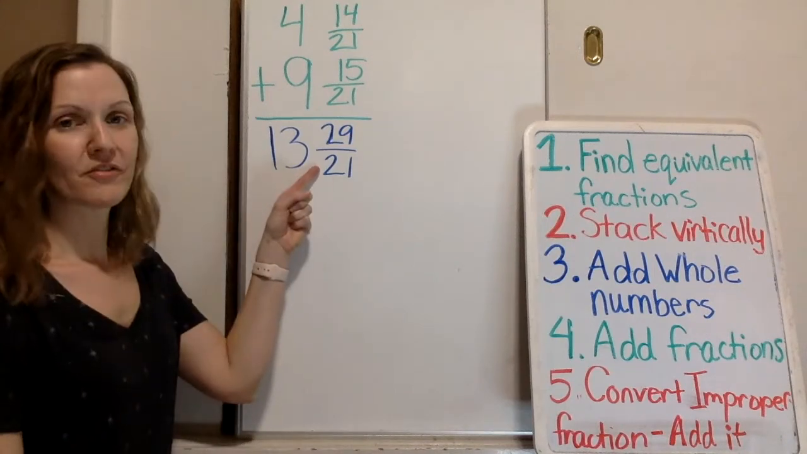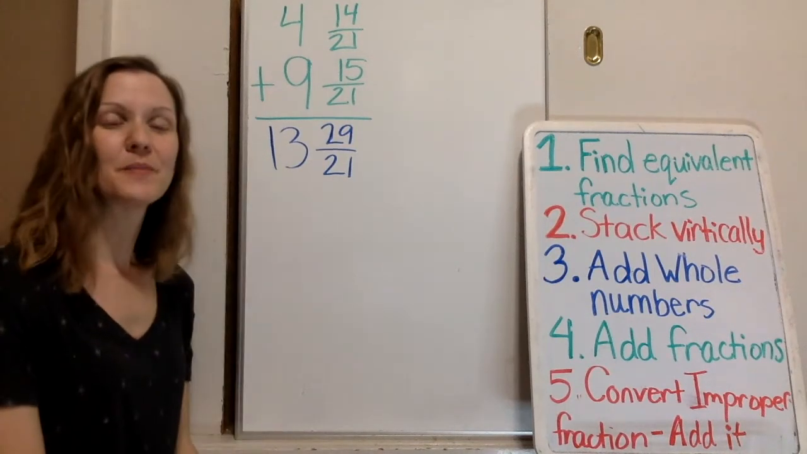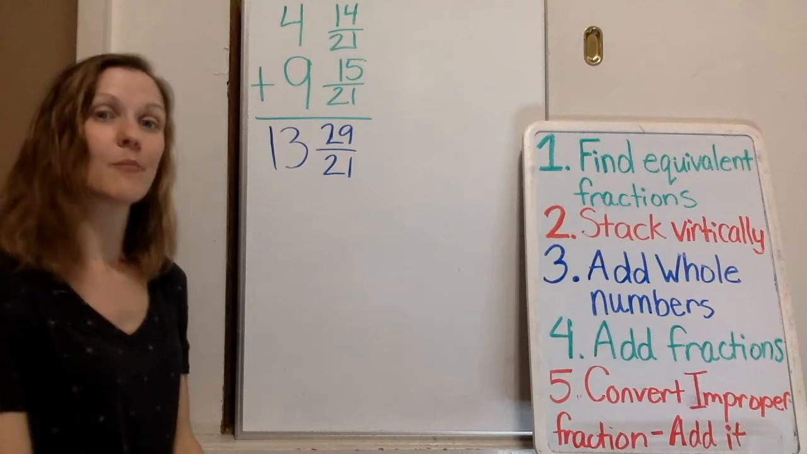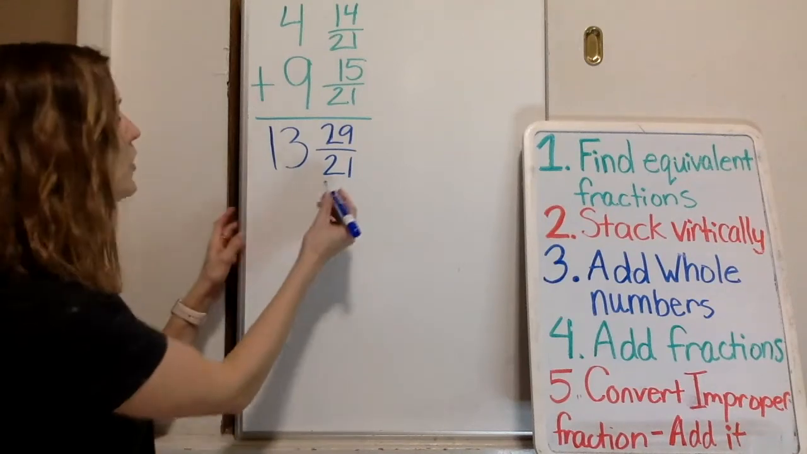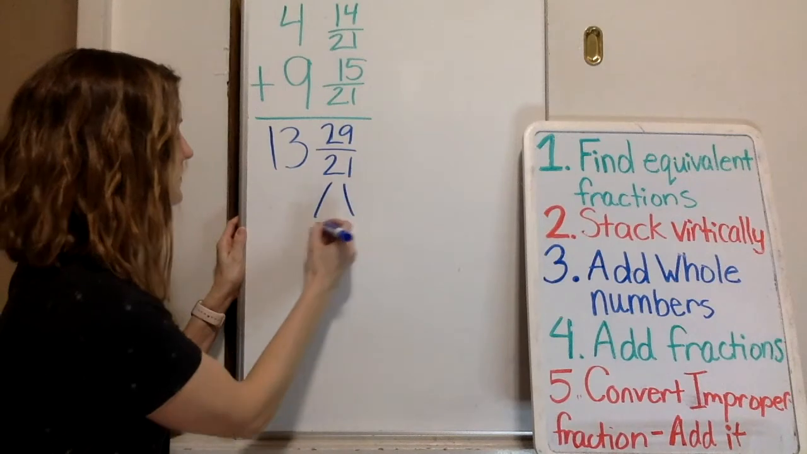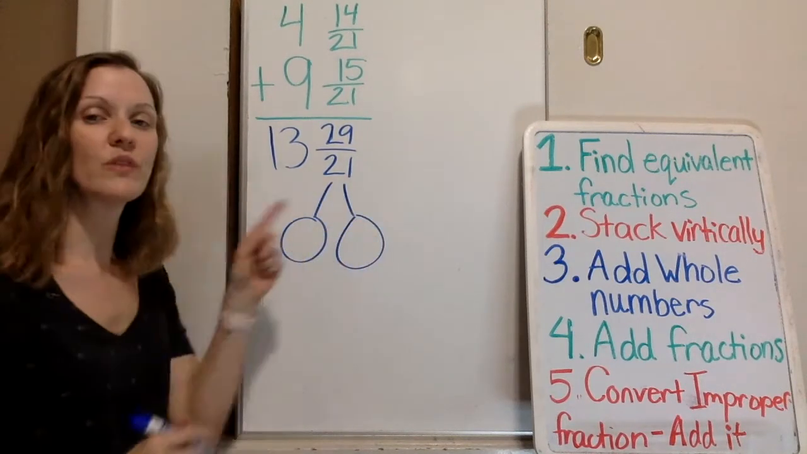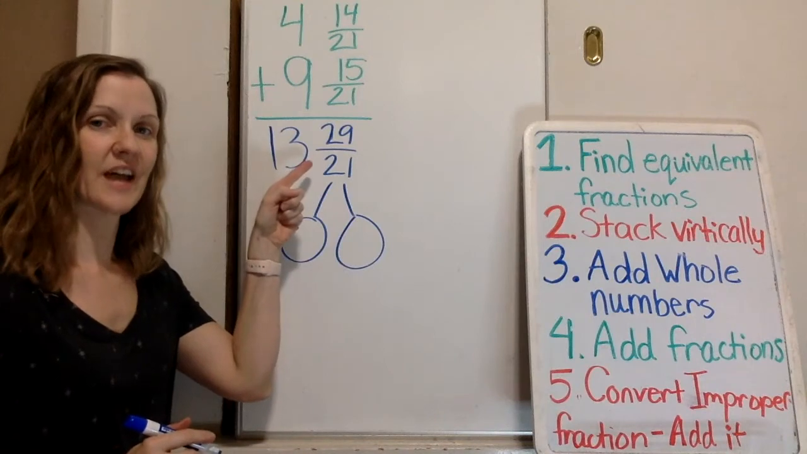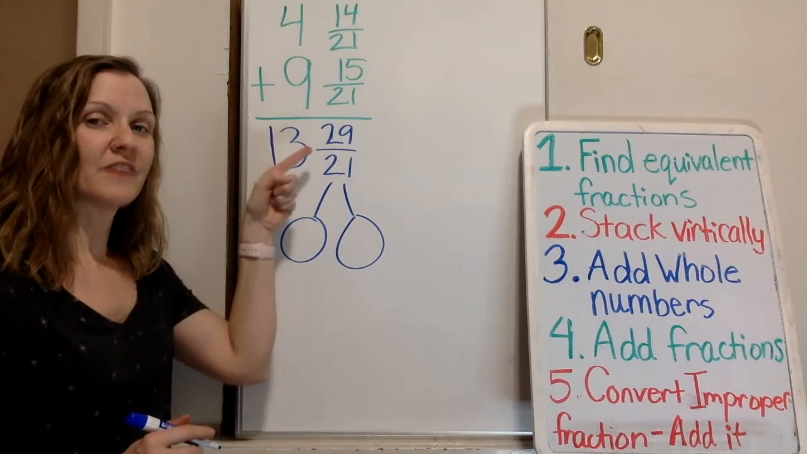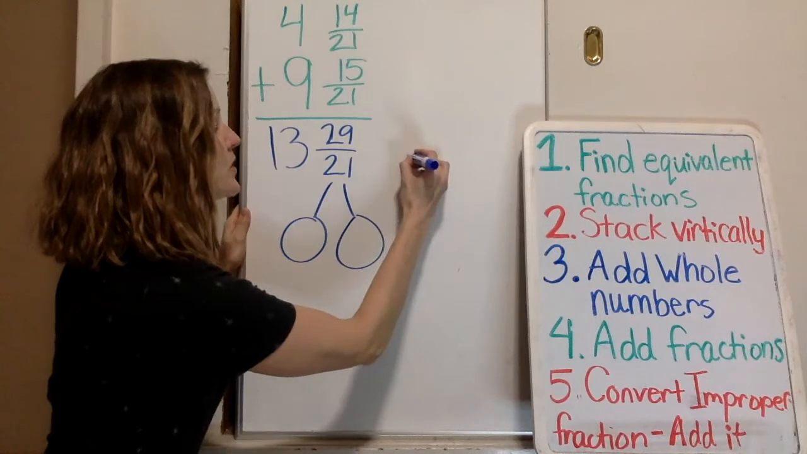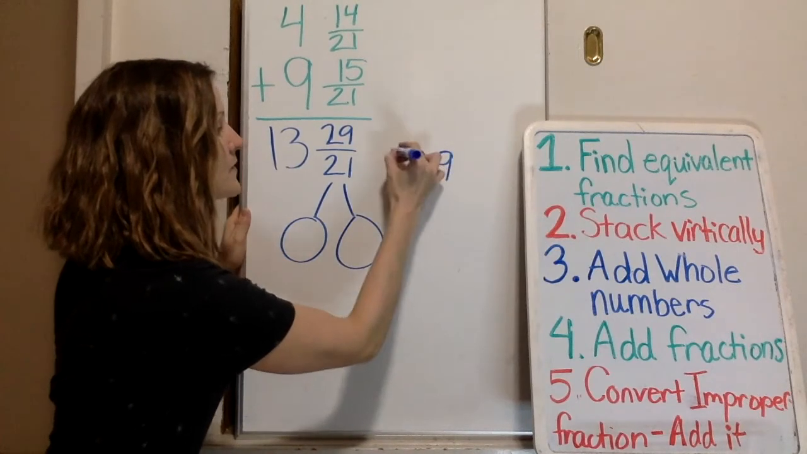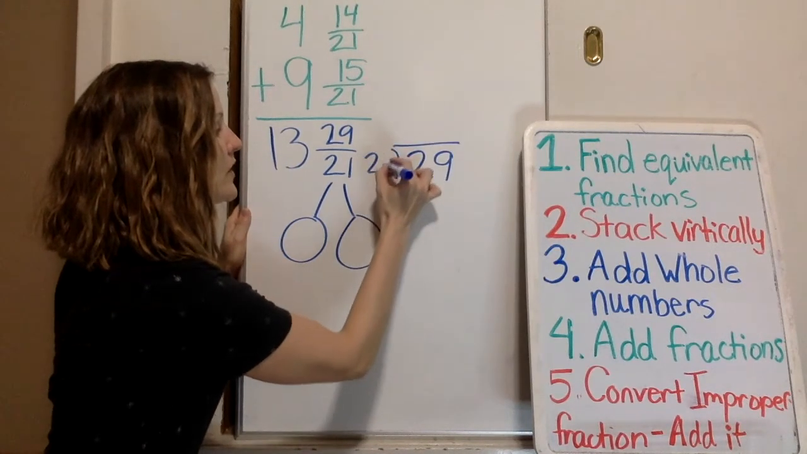Is this an improper fraction? It is, because the top number is larger than the bottom number, making it more than one whole. So we need to take this number and break it into a whole number and a fraction. To do that, we have to look at this as a division sign: 29 divided by 21. So put the 29 in the box and the 21 on the outside.